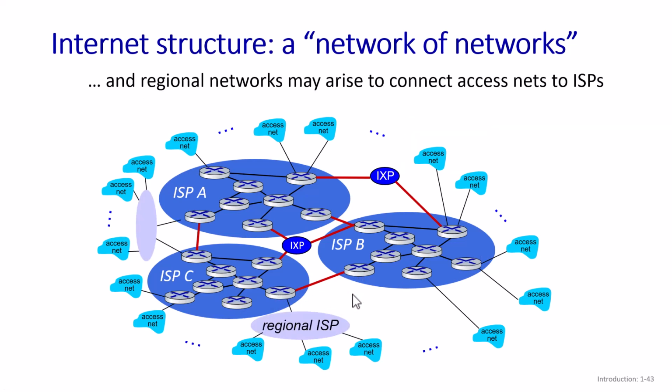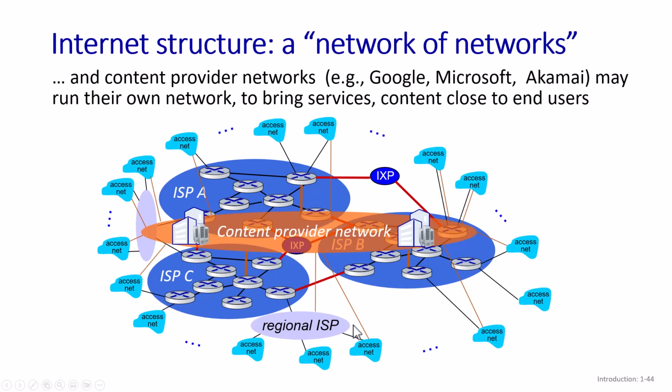And we may have regional networks that arise from the need to connect access networks to ISPs. And we may also have content provider networks such as Google, Microsoft, and Akamai that may run their own network to bring services and content close to end users.